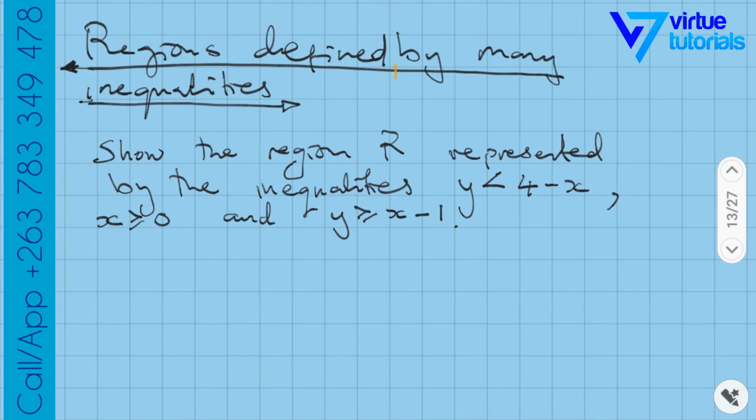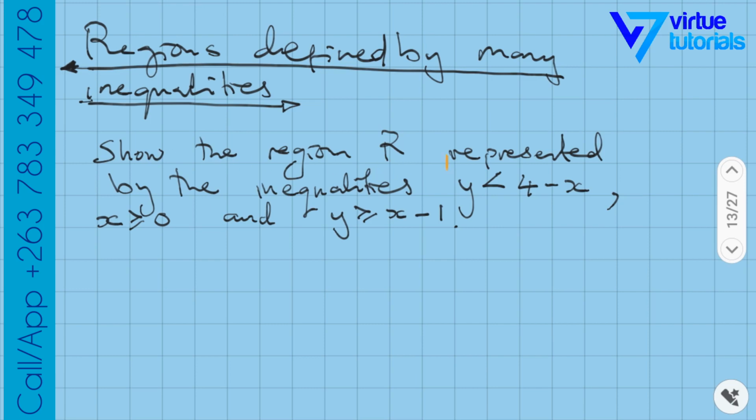So regions can be defined by many inequalities. You can have a region defined by 3 or more inequalities, and that's what we want to do. We want to see how we can do that by virtue of examples.